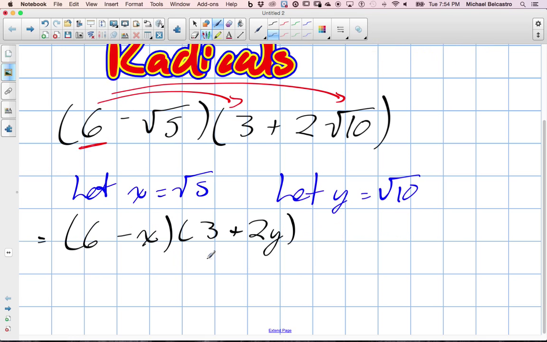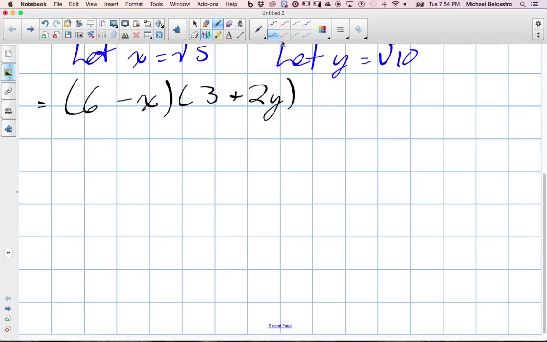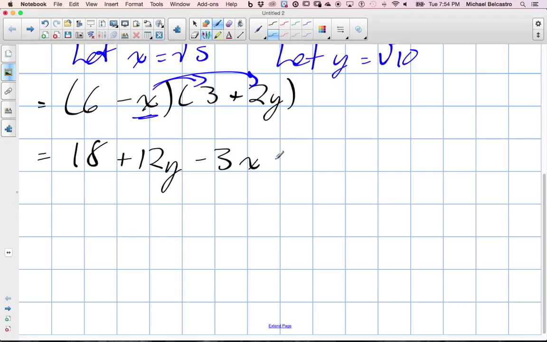So now let's distribute. Same idea, 6 times both terms. 6 by 3 gives us 18, and 6 times 2y is 12y. And then for the other value, we take the negative x and multiply it by both things. Negative x times 3 is negative 3x, and negative x times 2y is negative 2xy. I quickly take a look, and there's nothing I can do. Every single one of these is a different term, so I can't simplify anymore.